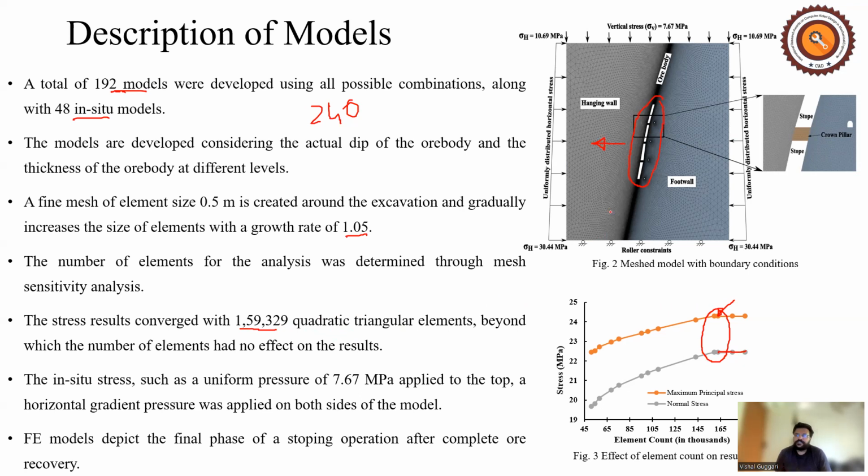The boundary conditions are also applied, where the in situ stresses measured in the field are applied on the models, in which a vertical stress of 7.67 MPa is applied on the top of each model, and a uniformly varying horizontal load has been applied on each side of the stopes, and a roller constraint is applied at the bottom of the stopes.